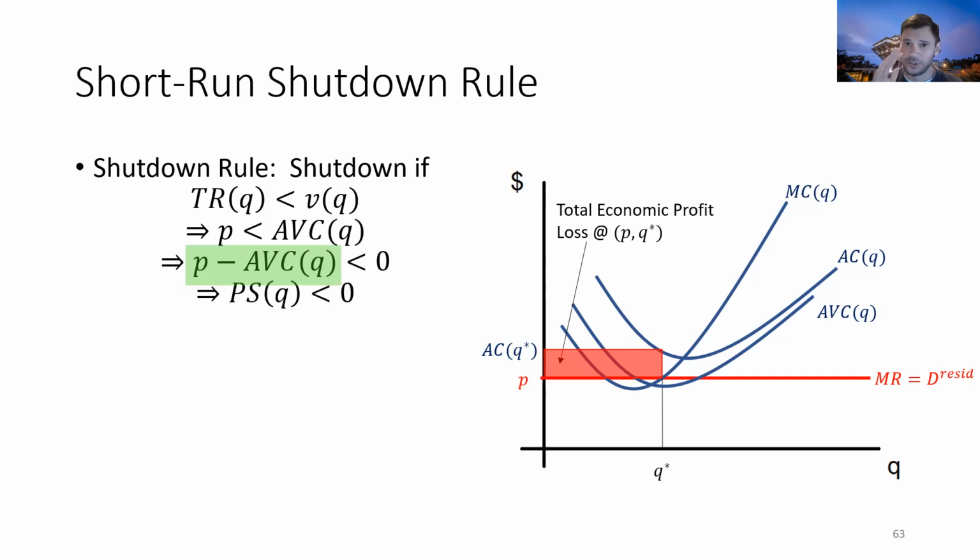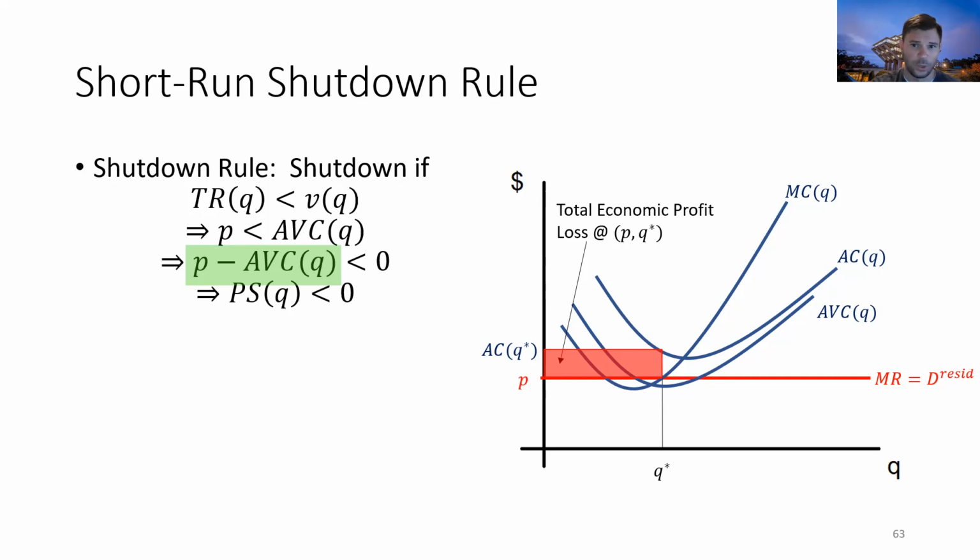So the shutdown rule here is pretty simple. If you're going to get a negative piece of pie, don't eat it. Producer surplus is the piece of the gains from trade that sellers get. We argue maximizing that and maximizing profit, same thing. If the producer surplus is negative, just stay out. What's better than eating a negative piece of pie? Just don't eat any pie.